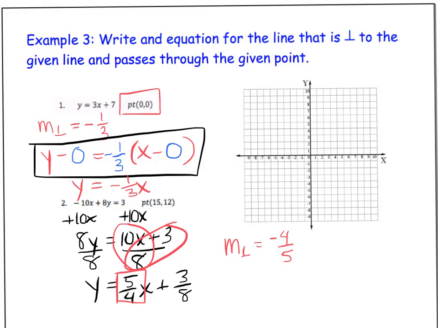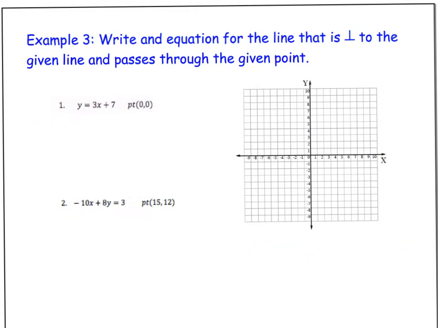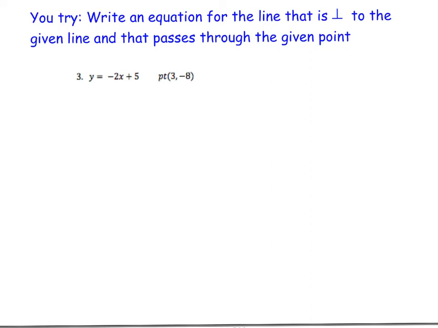So using the slope you found for the perpendicular line and the point you're given, just write it in point-slope form. y minus 12 equals the slope times the quantity x minus 15. You've just written the equation for the perpendicular line. One last example for you to try. Given this equation, can you write the line that's perpendicular to it that goes through the point 3, -8?